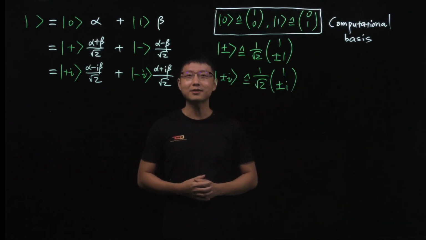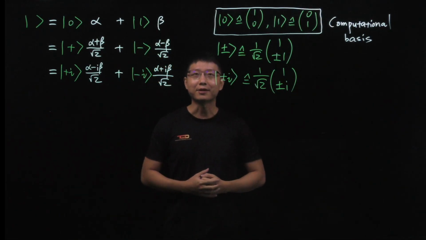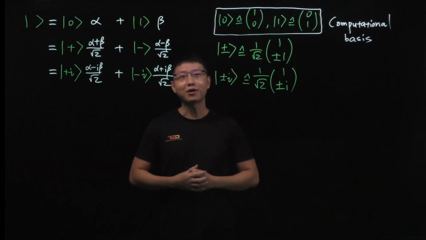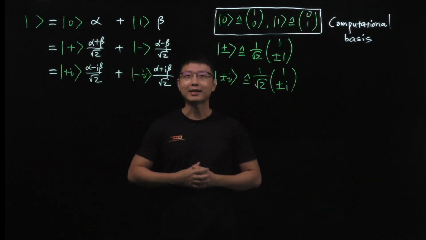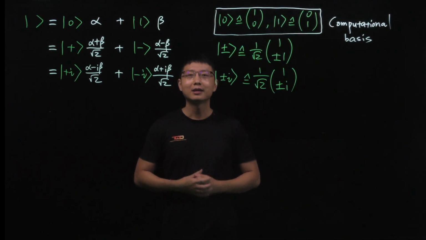We have seen that classical computers use bits, that is, zeros and ones, to carry out the computation, whereas quantum computers use qubits that can be in a superposition of the 0 state and the 1 state. In quantum mechanics, a generic state of the qubit could be expanded in different bases.